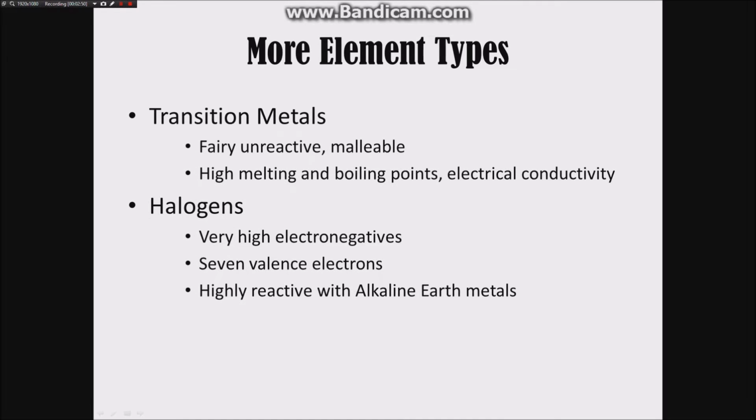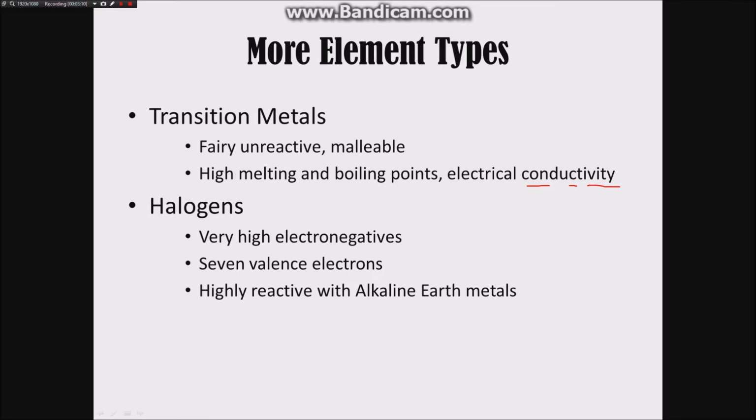So we have more element types. Transition metals are fairly reactive and malleable. They have high melting and boiling points, and electrical con... oh my goodness, I'm sorry, I cannot English sometimes. Conductivity? Yes, there we go. Halogens have very high electronegativity, 7 valence electrons, and are highly reactive.